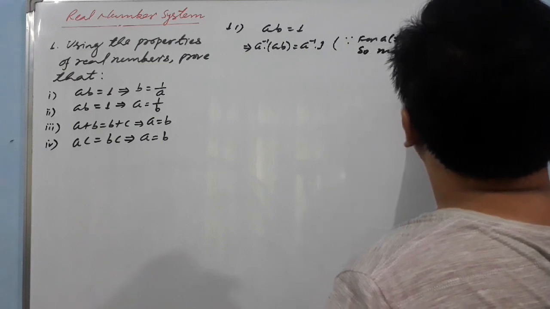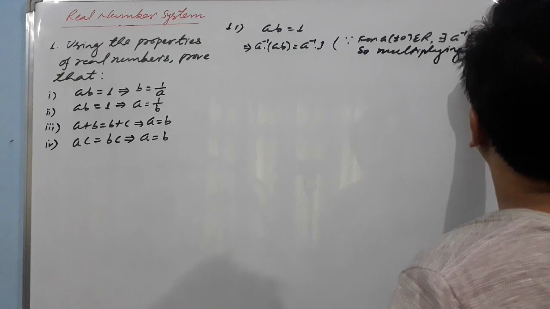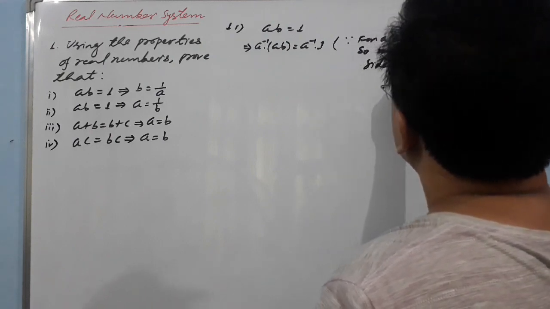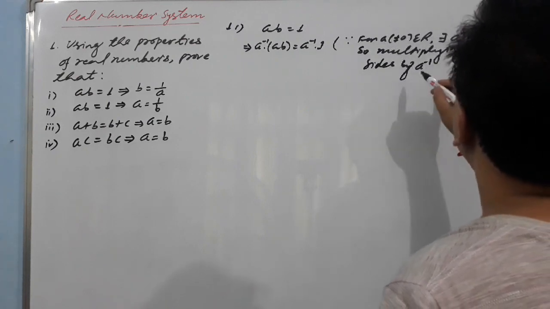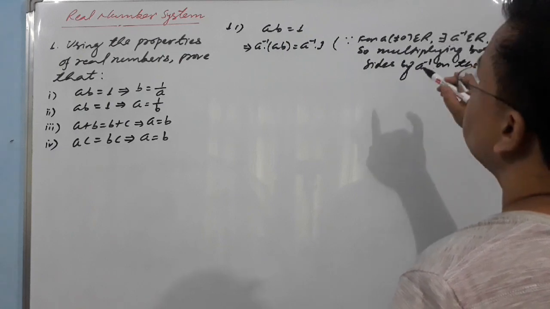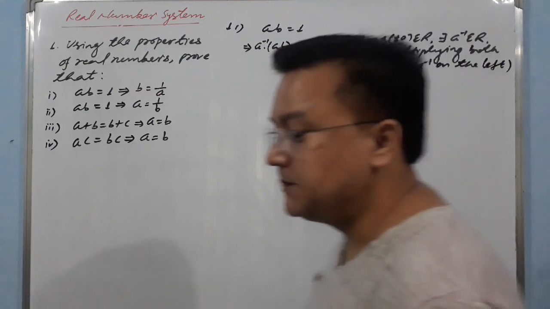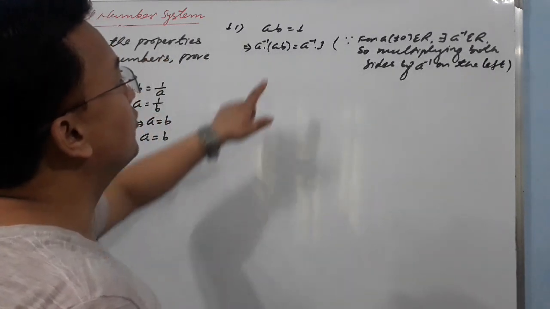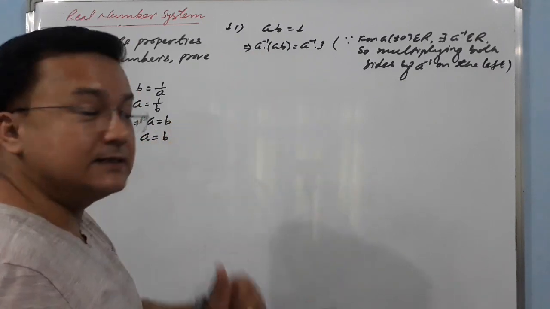Multiplying both sides by the multiplicative inverse of a, on the left, because a inverse exists.